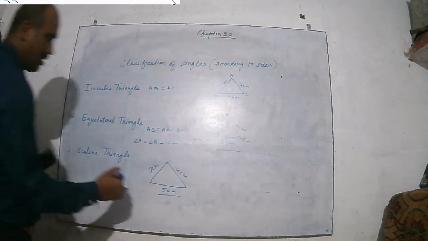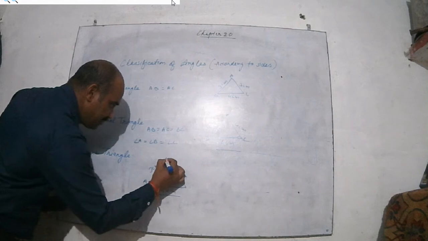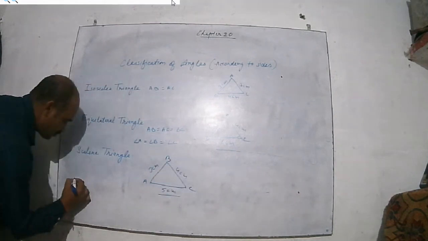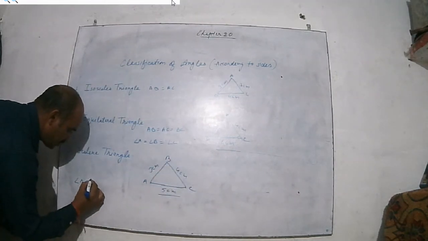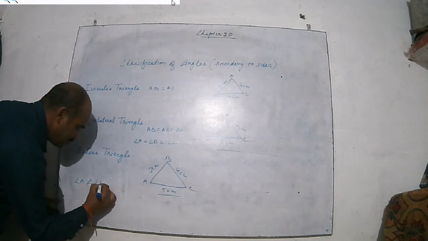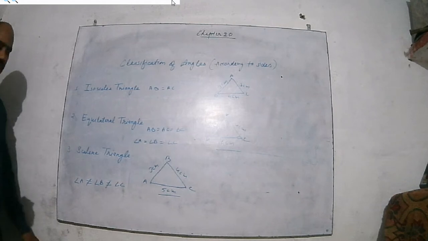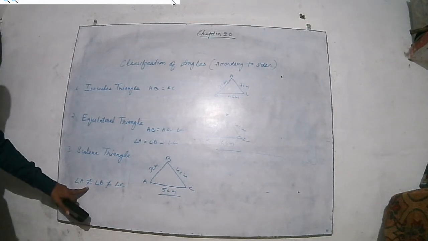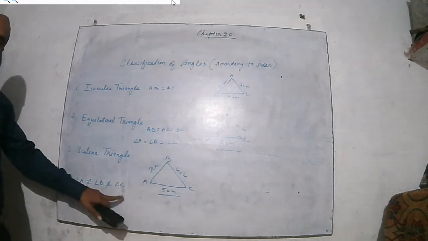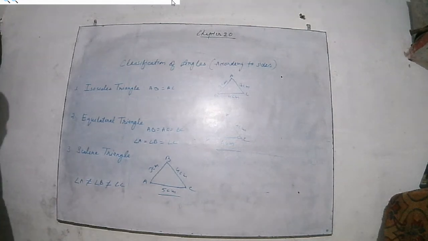Here you can also write, suppose I write A, B, C, so you have to write angle A is not equal to angle B is not equal to angle C. Clear? Is not equal to. Okay? Hope that you understand that. Now I go to next.